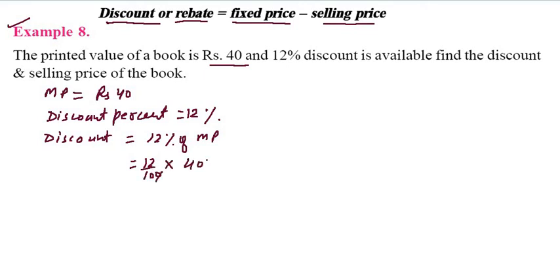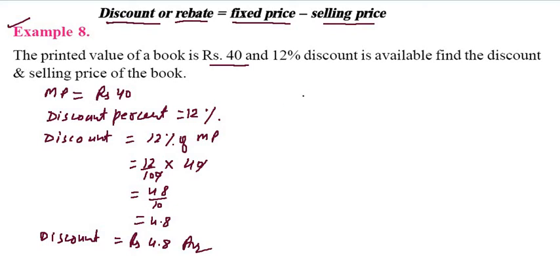So 0 will be cancelled to this 0. And what will happen? 12 4s are 48, and divided by 10, so we get 4.8. So that is the discount. So you can write here discount is equal to rupees 4.8 and that is your answer.